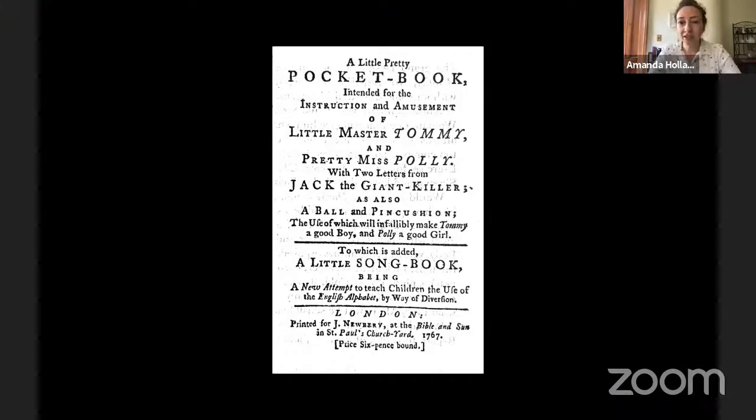This first image is a little pretty pocketbook intended for the instruction and amusement, that part is important, of little Master Tommy and pretty Miss Polly, with 2 letters from Jack the Giant Killer and also a ball and pin cushion, the use of which will infallibly make Tommy a good boy and Polly a good girl. To which is added a little songbook, being a new attempt to teach children the use of the English alphabet by way of diversion. And then you can see the printing information below.